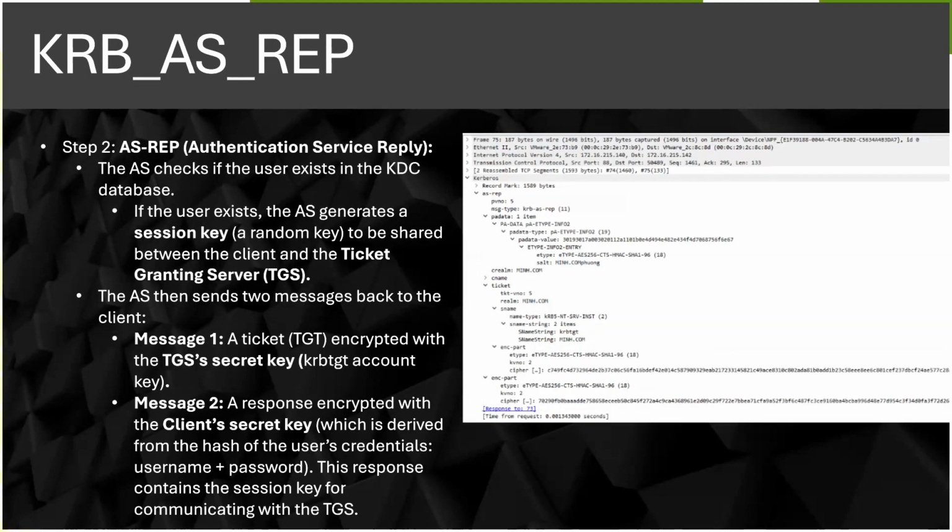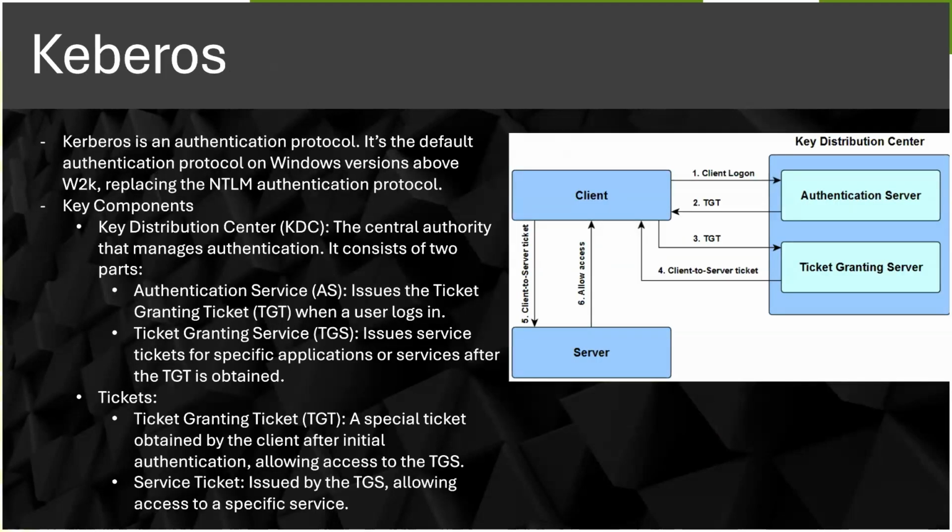So here's the AS reply, the authentication service reply. The authentication service approves the request from the previous packet and replies with the TGT and the session key. So what is the session key? The session key is a key that the user needs to authenticate with the ticket granting server, to make the connection secure.